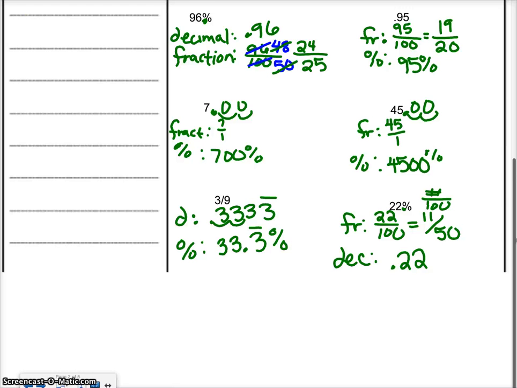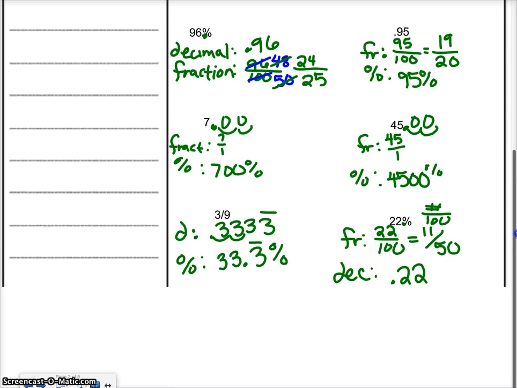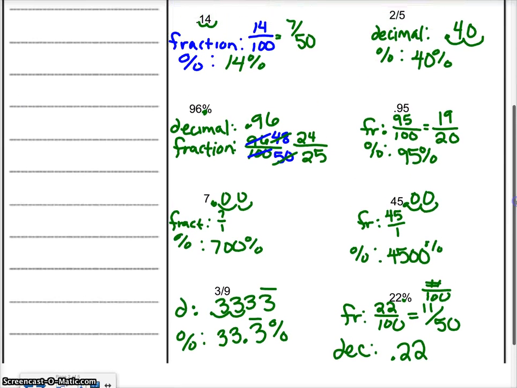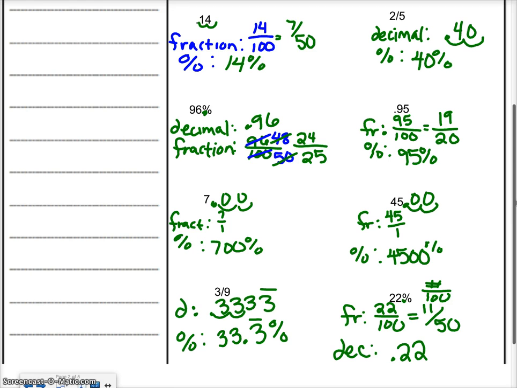And that's what your learning target is today. You're going to be able to convert between all 3 forms to write a rational number. You can write it as a fraction, a decimal, and a percent.